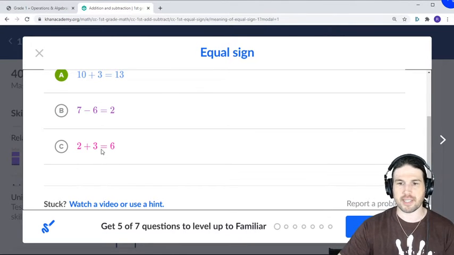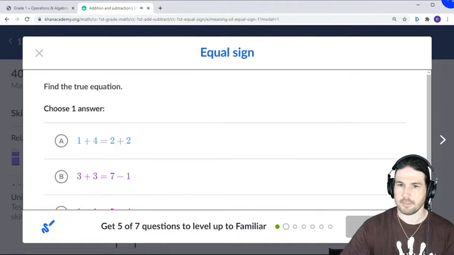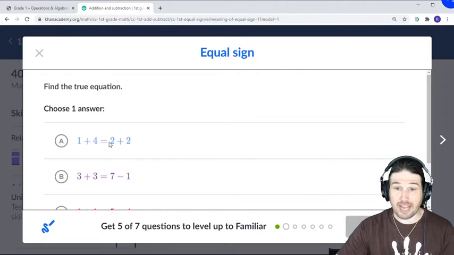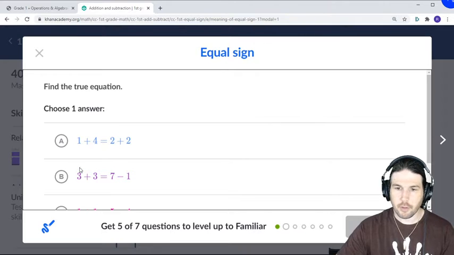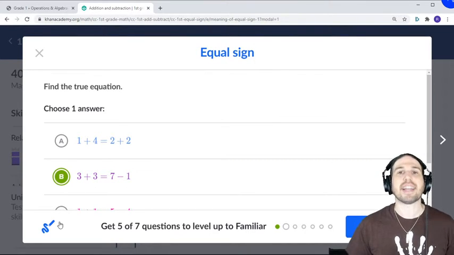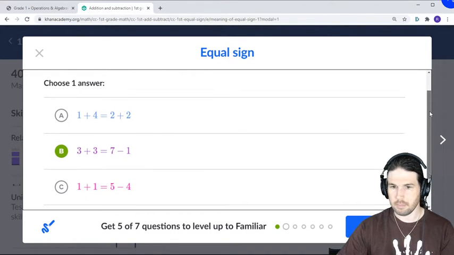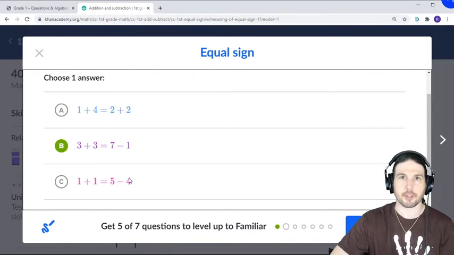And then 2 plus 3 is not 6, so that's not a true equation. The only one is A. Let's see. 1 plus 4 is 5, and 2 plus 2 is 4, so those are not equal. 3 plus 3 is 6. 7 minus 1 is 6. So those are equal. That is a true equation. 1 plus 1 is 2. 5 minus 4 is 1. Those are not equal, so it is not a true equation.